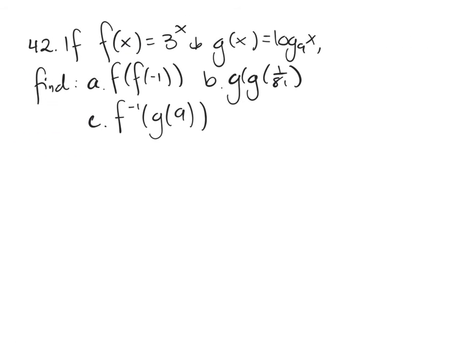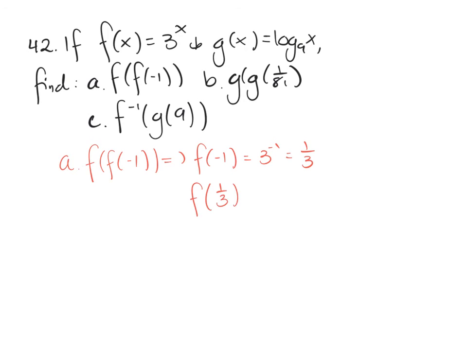Now let's look at 42. We're looking at compositions. If f of x is equal to 3 to the x and g of x is equal to log base 9 of x, find a, f of f of negative 1. So we'll start there. First, we're going to find f of negative 1, which is 3 to the negative 1, so this is 1/3. Then we're going to find f of 1/3, which is 3 to the 1/3 power, so this is the cube root of 3.